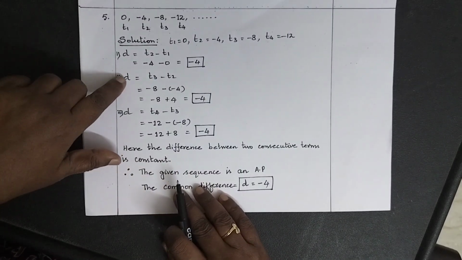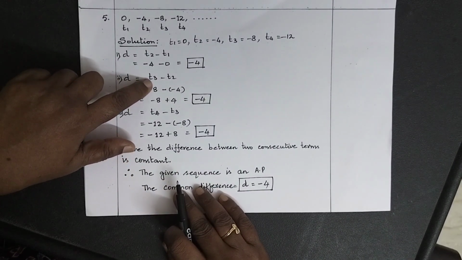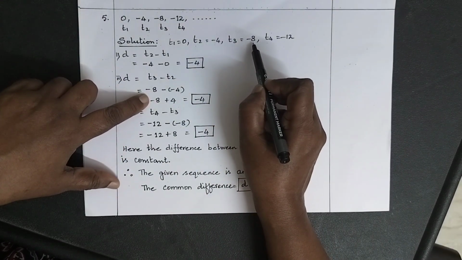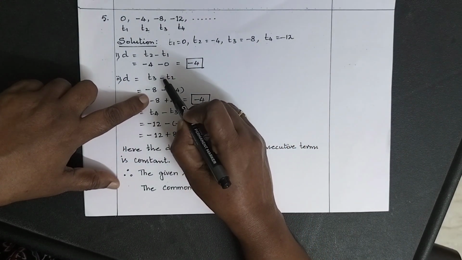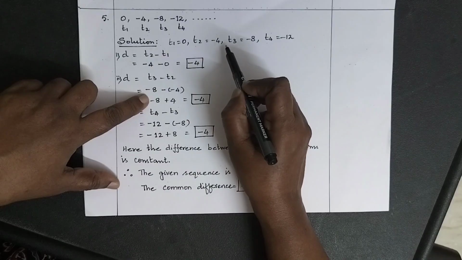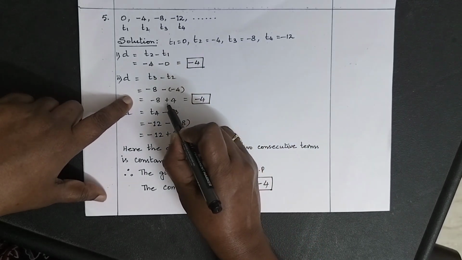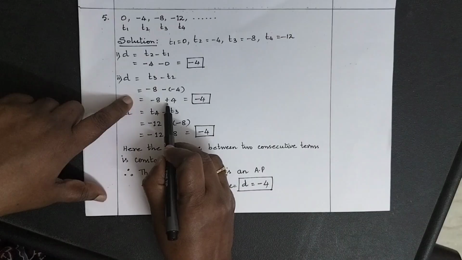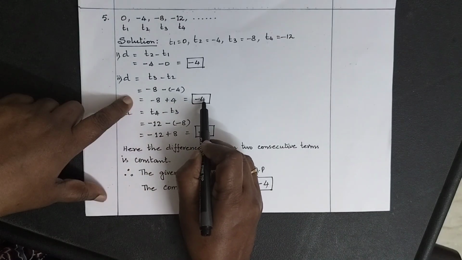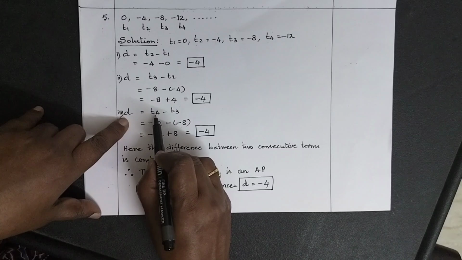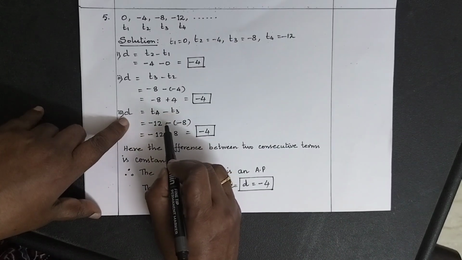And again D is equal to T3 minus T2. T3 is what? Minus 8. And minus is there in the formula. T2 is what? Minus 4. Again minus of minus will be plus. Minus 8 plus 4 is equal to what? Minus 4. In the third case, D is equal to T4 minus T3.